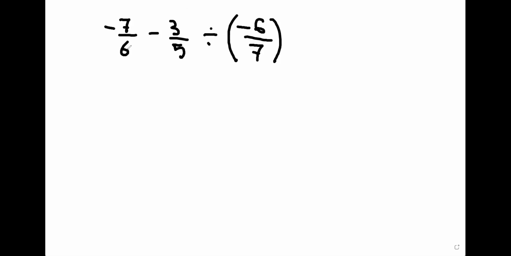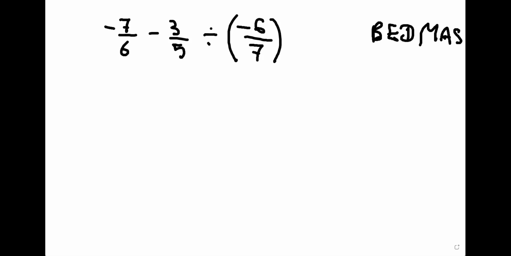So here we go. We have now a different question altogether. We have negative 7 over 6 minus 3 over 5 divided by negative 6 over 7. Now you have to go back to the BEDMAS. BEDMAS says brackets first, exponents second, division and multiplication. So here we have division here.